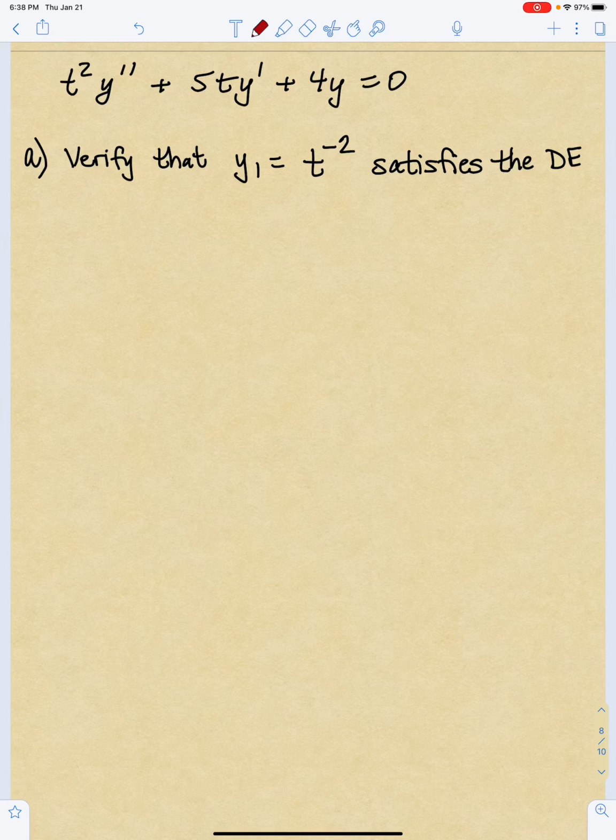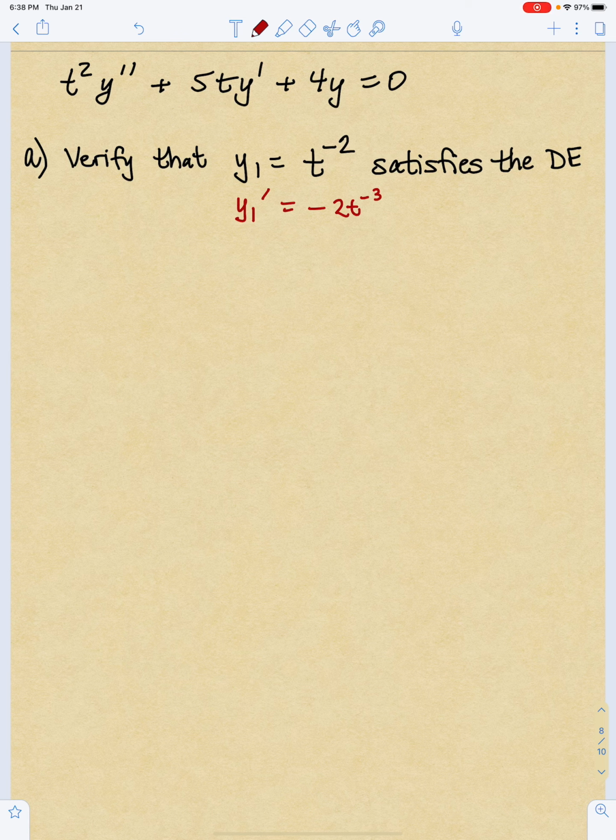So the goal of this video is to eventually find the general solution to this differential equation we see at the top here. But we're going to do this using some idea about knowing one solution and then using that solution to find the other. So the first thing we're going to do is just verify that y equals t to the negative 2 satisfies this DE. And this won't take too long because derivatives are actually straightforward enough.